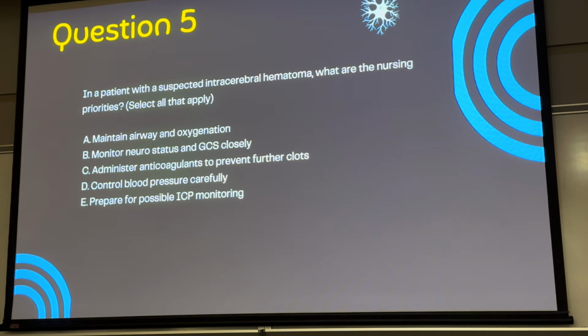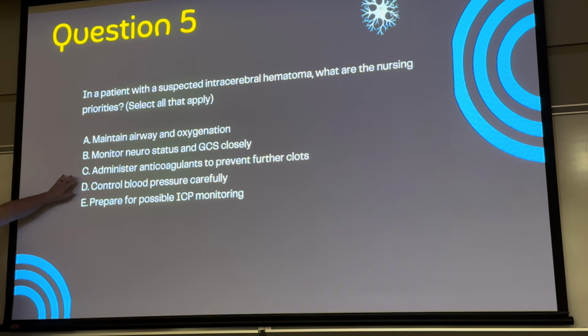All right. Patient with suspected intracerebral hematoma. What are the nursing priorities? A, maintain my airway, good. B, monitor neurostatus and GCS closely. Remember, this is very frequent neuro assessments. I'm not going to do one or two and then not worry about it, even if that means I'm not clustering my care. If I cluster my care, then I'm not in that room frequently. Regardless, I need to be in that room frequently. I think A, B, C. A, B, not C. D. Yeah. A, B, D, and E. I agree.